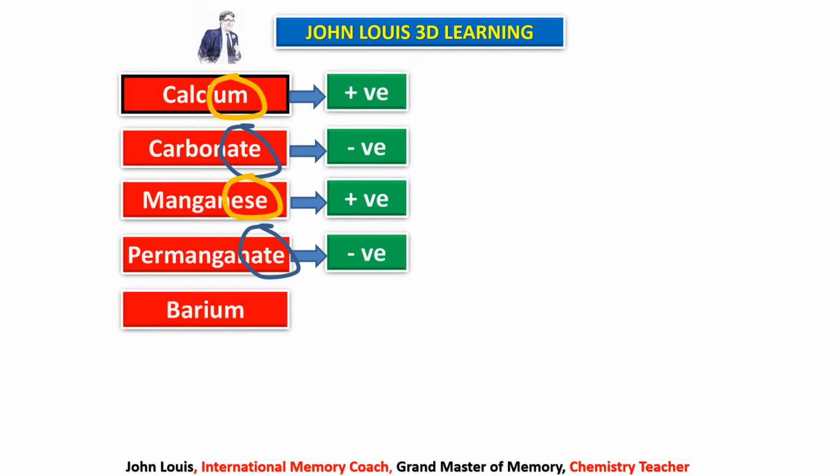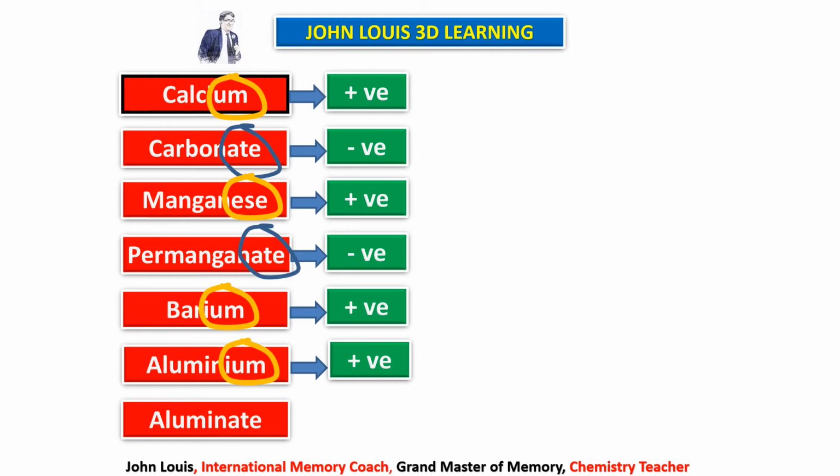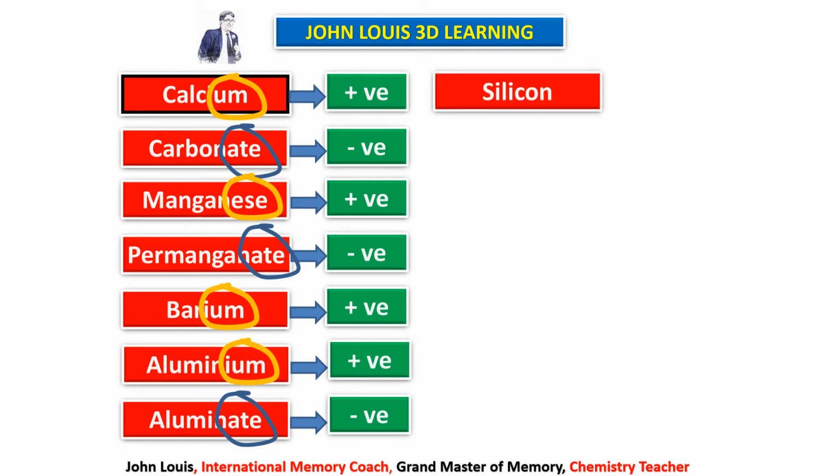Next ion is barium. How does it end? What is the suffix here? Therefore, very simple. It is positive. Next is aluminium. Again, it is not ending with ate, ite or ide. Therefore, it should be positive. So next is aluminate. It is ending with ate. So just by looking at alumin, you cannot say it is positive. Look at the suffix. Aluminium is ending with ium suffix. Aluminate is ending with ate suffix. Therefore, this is negative. Let's see few more.